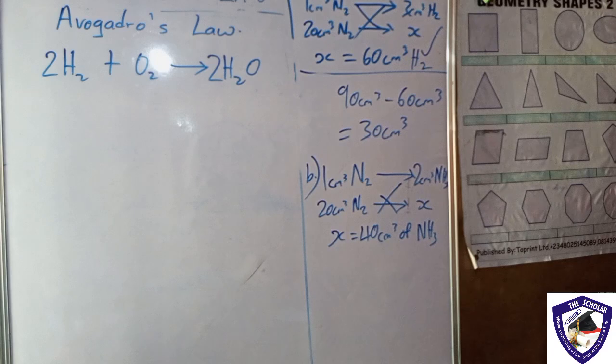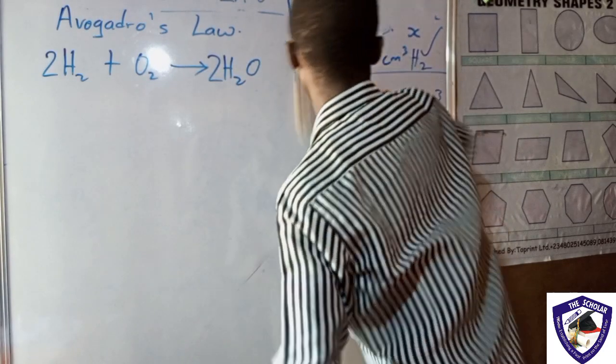Let's take this question. What volume of oxygen will combine with 10 centimeter cube of hydrogen, and how many centimeter cube of water vapor will be produced under the same conditions of temperature and pressure? You should be able to attempt that question, right?